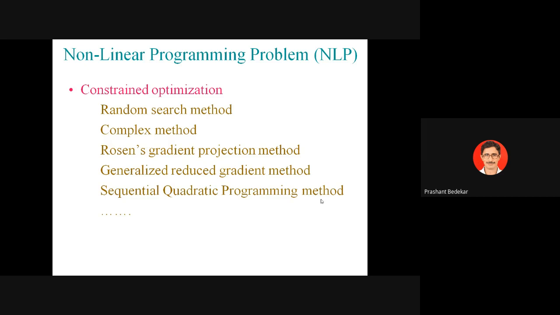So we have seen that there are two broad categories of optimization problem, linear problem and non-linear problem. Accordingly, the method is to be selected. A linear problem can be constrained or unconstrained. A non-linear problem can be constrained or unconstrained. Accordingly, the method is to be selected.